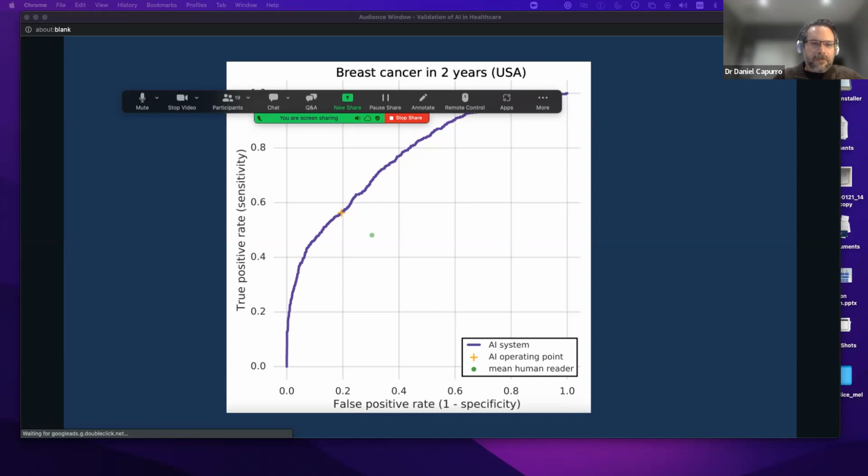And do patients care about being diagnosed with breast cancer in 2 years? Probably no, says Zhang Yang. If you want to interject, please go ahead. Why not? What do they care about? What should they care about?